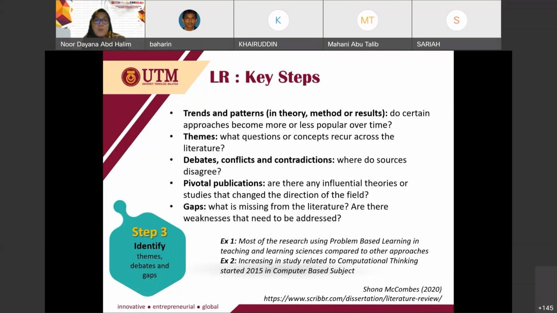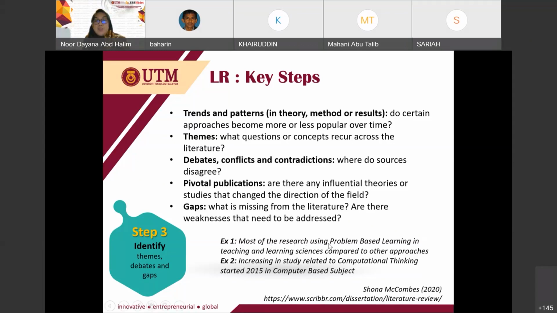The theme: what question or concept appears across the literature. Okay, debates, conflicts, and contradictions: where do sources disagree? Okay, pivotal publications: are there any influential theories or studies that changed the direction of the field? And also the gaps: what is missing from the literature? Are there weaknesses that need to be addressed? Okay, so I put some examples here.